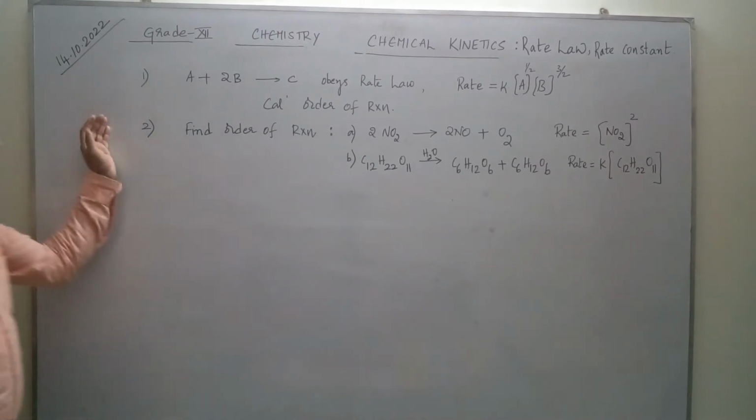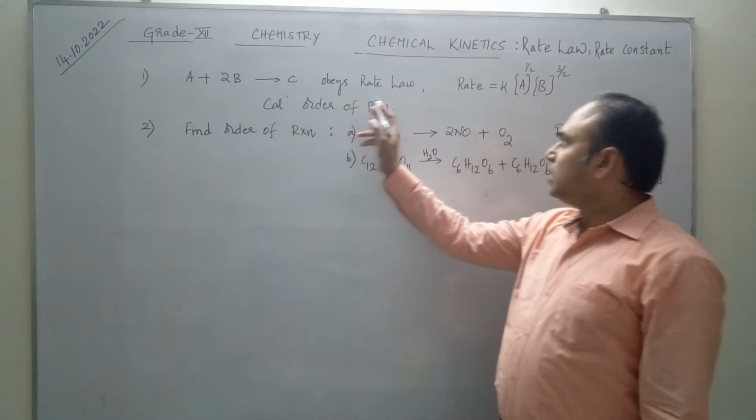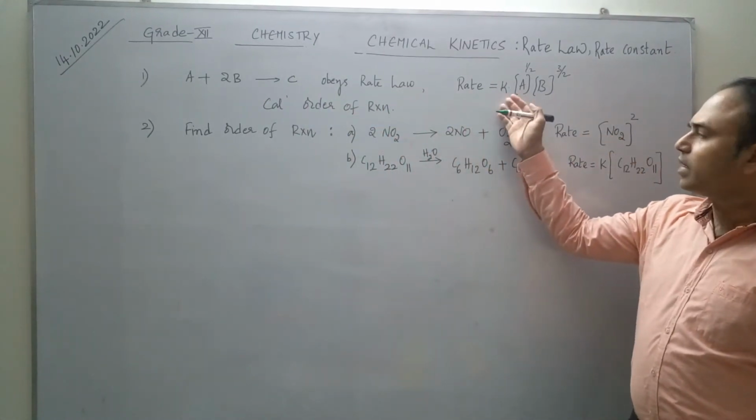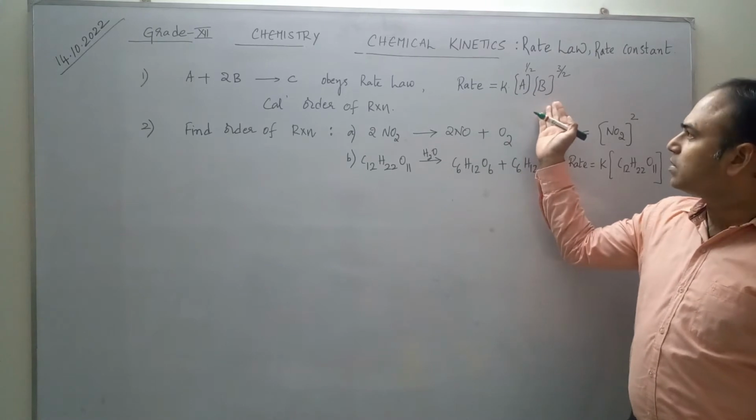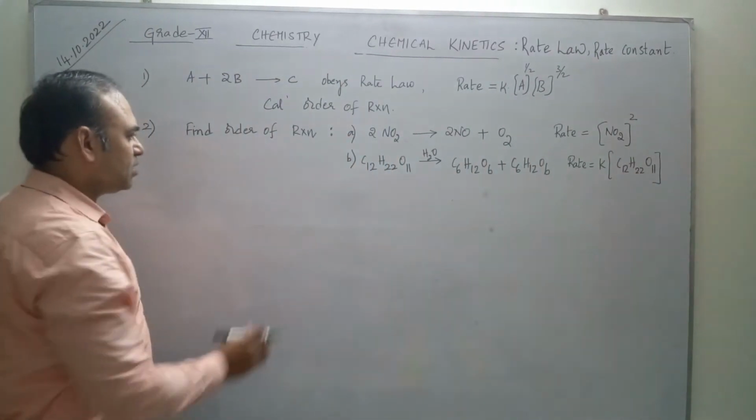So we have two questions here. The first one says A plus 2B gives C, obeys rate law, and the rate is given as k into A to the power of 1 by 2 and B to the power of 3 by 2. They are asking to calculate the order of reaction.